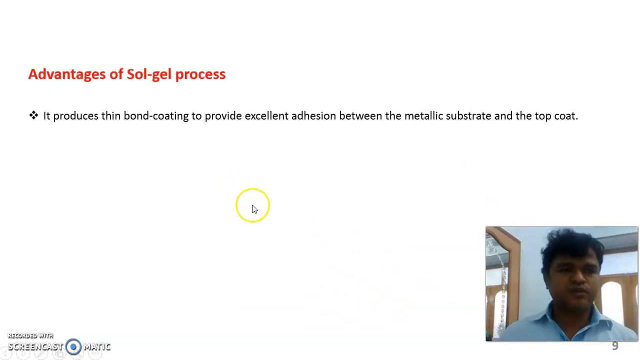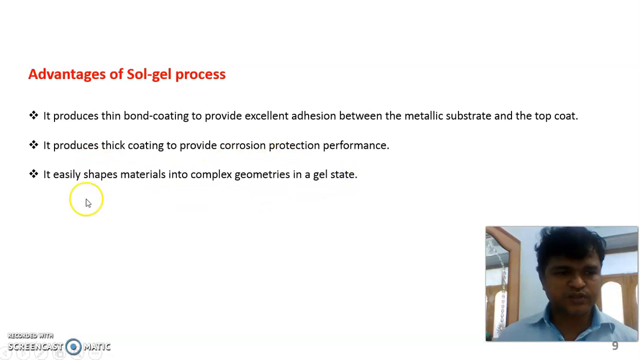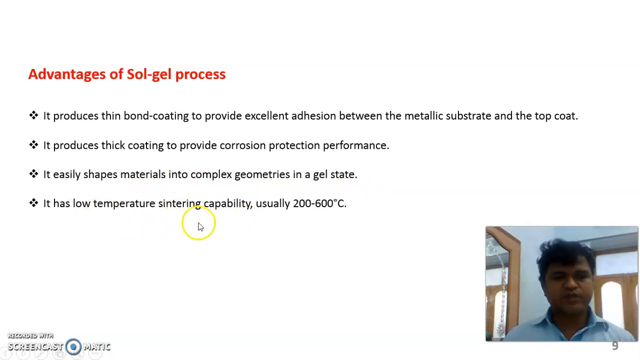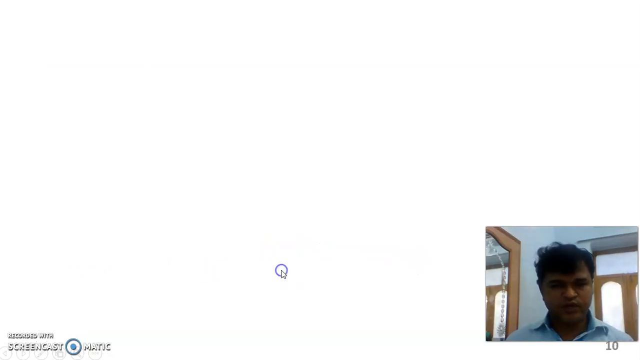What are the advantages of the Sol-Gel process? It produces a thin bond coating to provide excellent adhesion between metallic substrates and top coat. It produces a thick coating to provide corrosion protection performance. It easily shapes material into complex geometries in a gel state. It has low temperature sintering capability, usually 200 to 600 degrees centigrade. It provides a simple, economic, effective method to produce high quality coating.